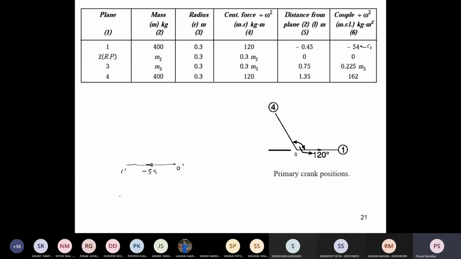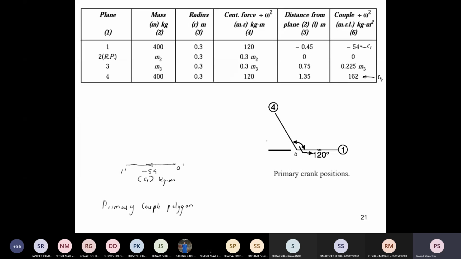Okay, so this is the primary couple polygon. Till now we have not considered any secondary forces or couple. In this problem we are going to consider the primary as well as the secondary effect. C2 is 0. So this is your C1 in kg meter square. C2 is 0. You cannot construct C3, so go to C4.